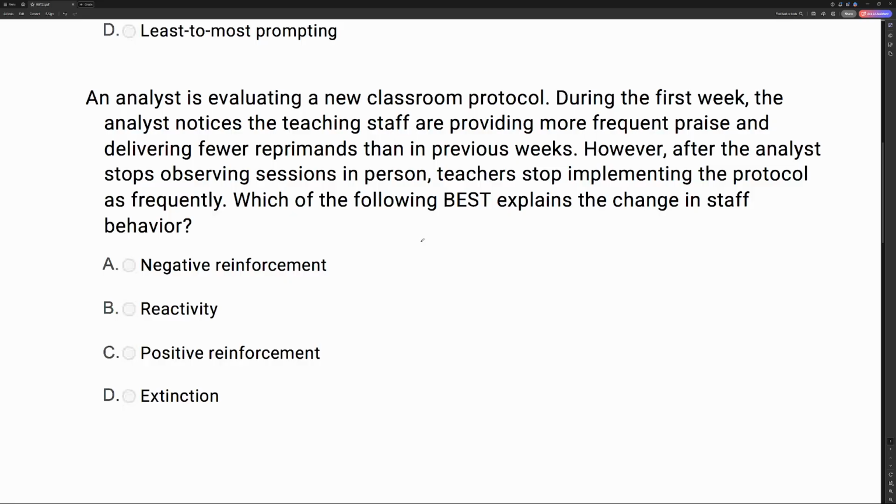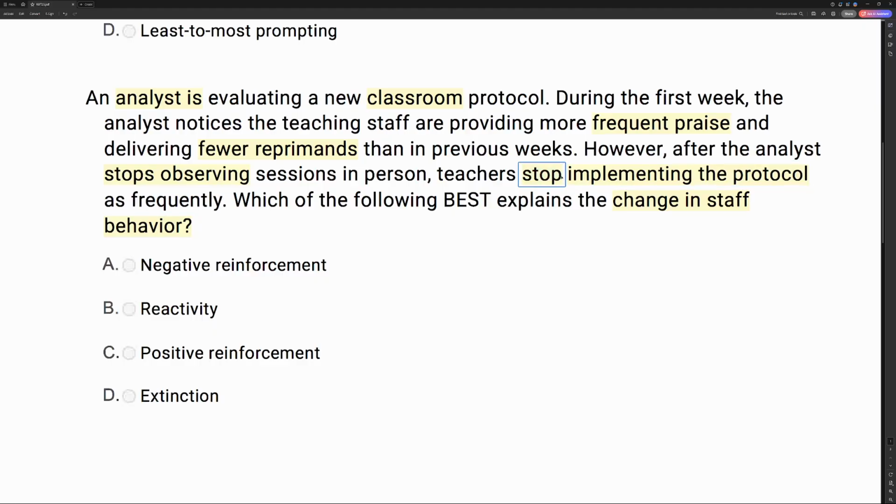Okay, this is a more challenging question, so let's think about it. We're looking at the change in staff behavior. We always want to focus on what the question is asking about. Now, how is that staff behavior changing? We know we have an analyst who's in the classroom, and during that first week, the analyst sees the teaching staff are giving frequent praise and fewer reprimands. Okay, however, when the analyst stops observing in person, the protocol also stops occurring as frequently.